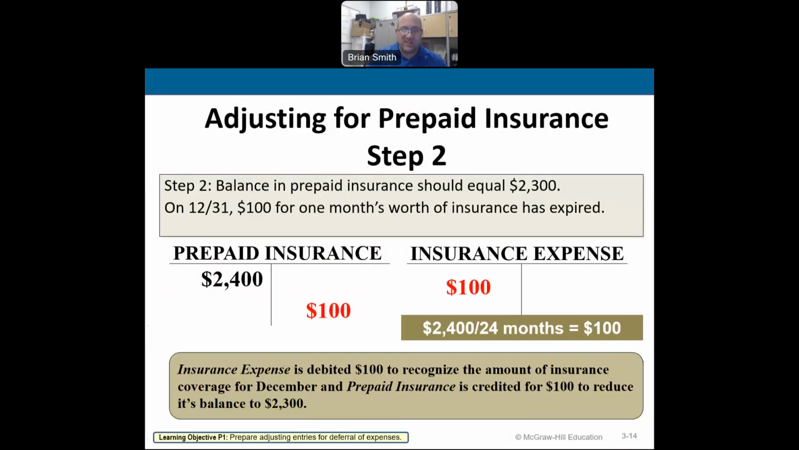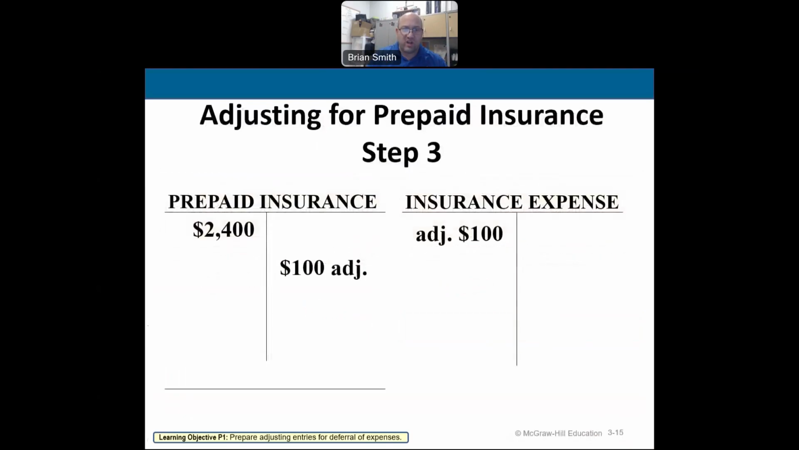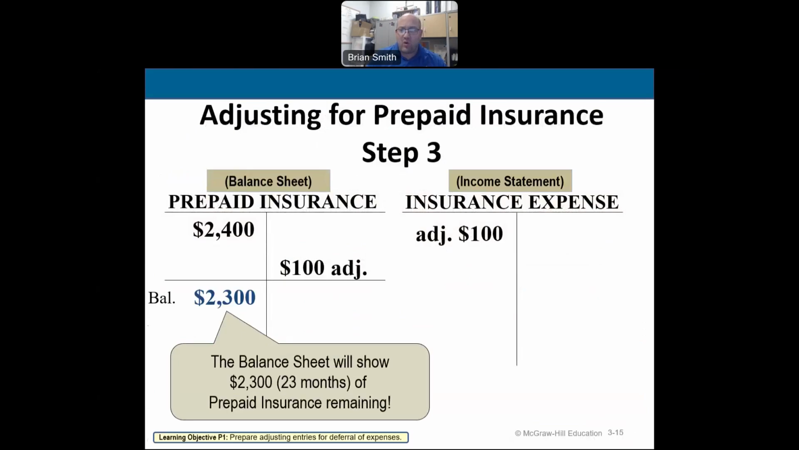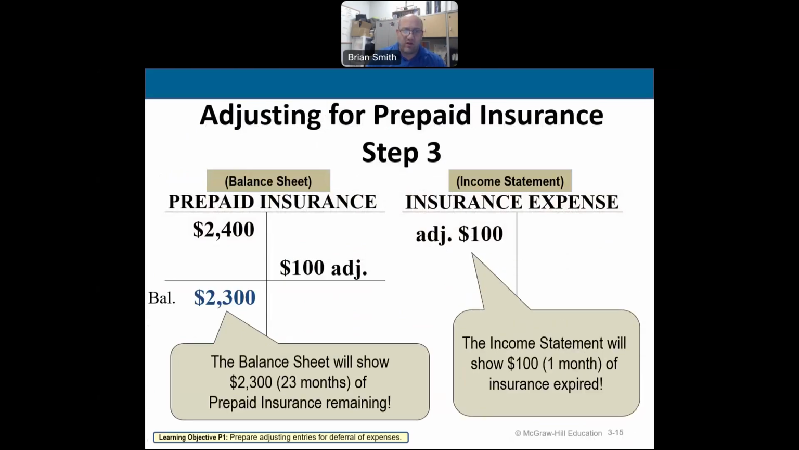But see, that's funny because that's supposed to be step 3 that they're demonstrating. Again, not too big on this. So the ending balance on the prepaid insurance is going to be $2,300, and your insurance expense is going to have that $100 in there.